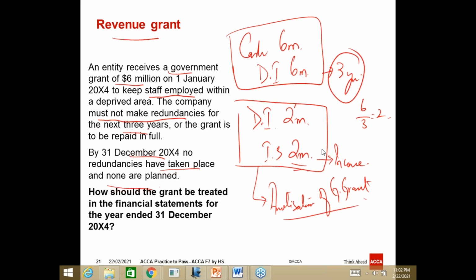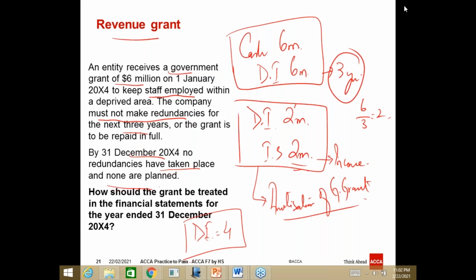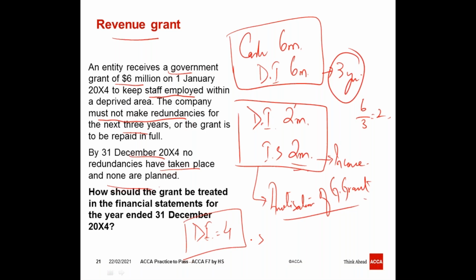Now, what amount is left over after the first year in the deferred income? In the deferred income account, out of 6 million, we have earned 2 million. So in the deferred income account, it's 4 million which is remaining. Okay. Suppose at this point in time, the company did the breach of the contract and you have to pay the whole amount of the grant in full.